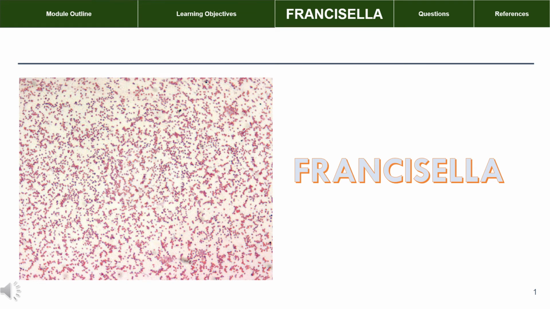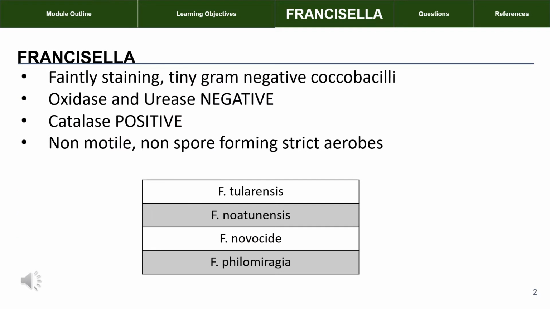In this video, we will be talking about Francisella. What are the descriptions for Francisella? So it is faintly staining. It's a tiny gram-negative coccobacilli. As you saw in the picture on the last slide, they are very small.